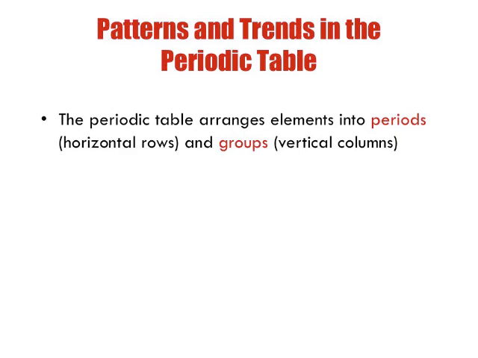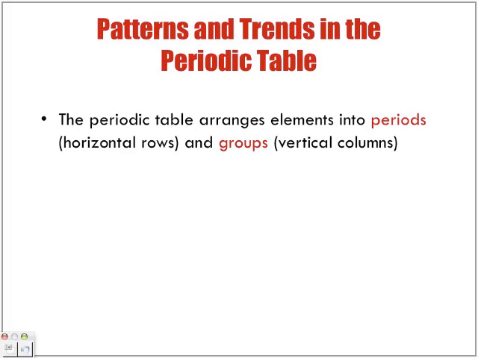We've already talked about how the periodic table arranges elements into periods, which are the horizontal rows, and groups, which are the vertical columns. And as we said, we're not going to refer to them as rows or columns. I might say it accidentally, but I want you using the terms periods and groups.